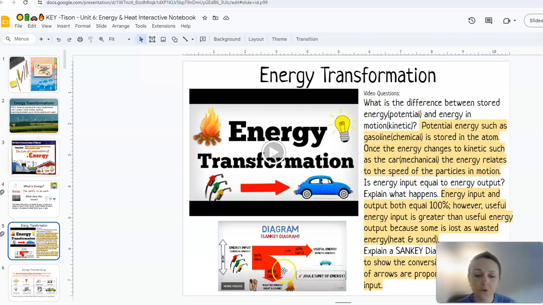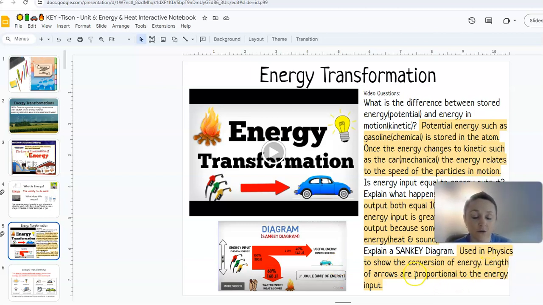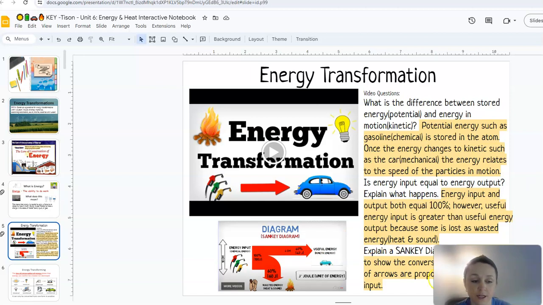So just remember that when we look at this, all energy that is put in is coming out. It's not destroyed, but it is not all useful. So you have to be careful and see if we're asking about useful energy input and output. So explaining the Sankey diagram, if you can see it, used in physics, it shows the conversion of energy. And you can see the length of the arrows are proportional to how much. This 60% arrow is much larger than the 40% arrow. Okay, so when we look at a Sankey diagram, just be sure you understand it shows that the energy input is equal to the energy output, but not all of that energy output is useful.